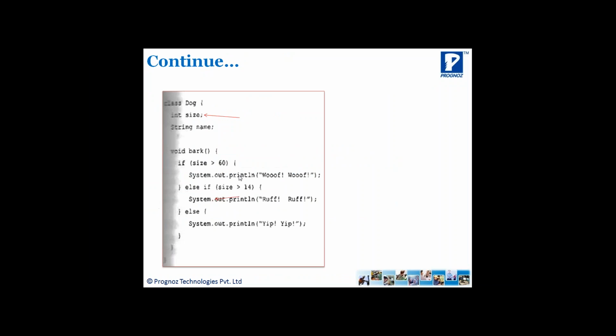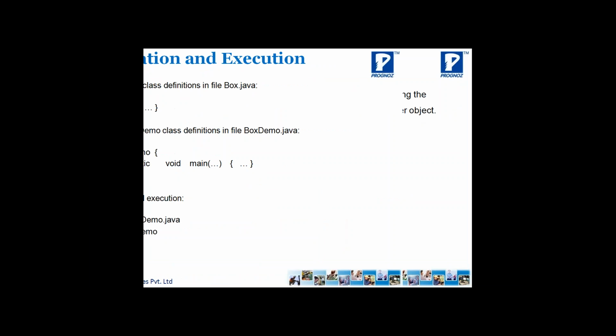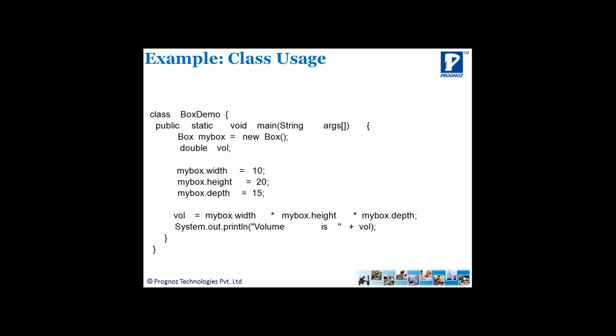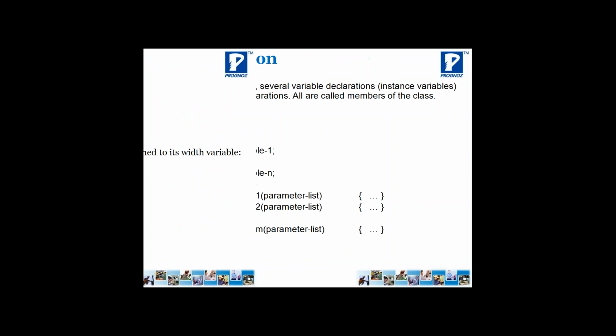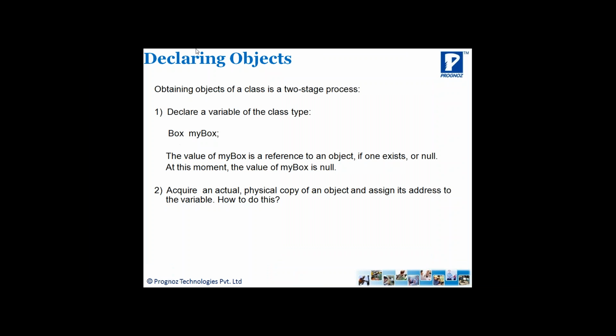Let us move to the slide. There we will see a simple definition. A simple class is declared. And now, how to declare an object. It is a two-stage process: declare a variable of the class type. See, here you can consider Student st1 that I mentioned, which is myBox. The value of myBox is a reference to an object if one exists, or null. At this moment myBox is null.